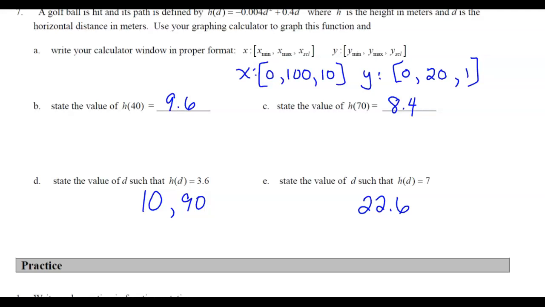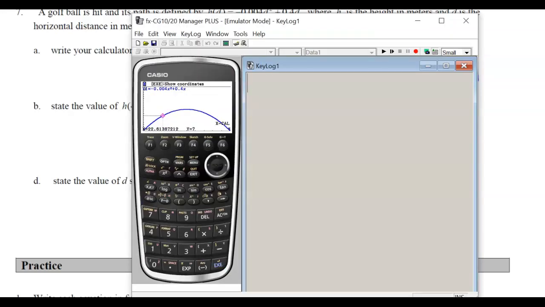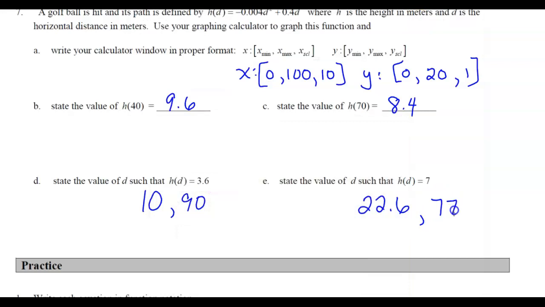Now, back to the Casio, because that was the issue. We only found one here. So to get the other one, we can, I think we just go arrow, and it finds it for you. It's kind of amazing. Okay, so there's the other one that has a Y value of 7, and that is 77.4. Okay, so there's two values for each of them.